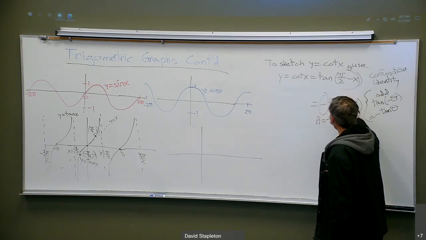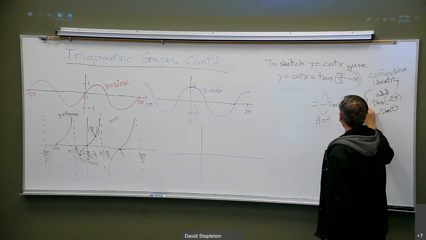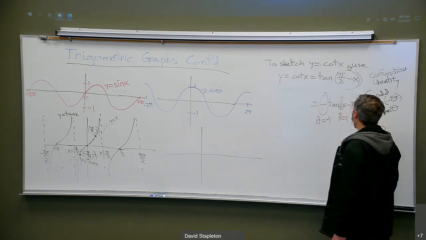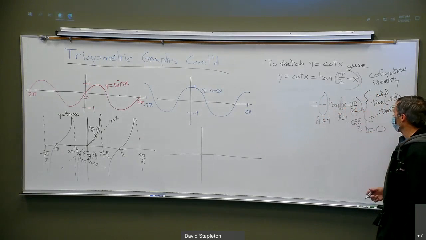B equals 1, whatever multiplies x. C is whatever is subtracted here, which is pi over 2. And D is 0, I'm not adding anything. Graph y equals A tangent bx minus C plus D. I can sketch those, right?